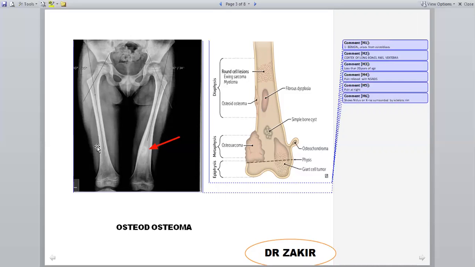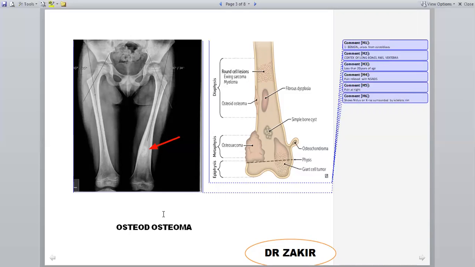Now, what features will we see in X-ray? In X-ray, we will see involvement of the diaphysis with the nidus in the cortical area of the bone surrounded by a sclerotic layer. So, if a patient presents with pain at night, relieved by medication like non-steroidal anti-inflammatory drugs, and X-ray showing nidus, think about osteoid osteoma.